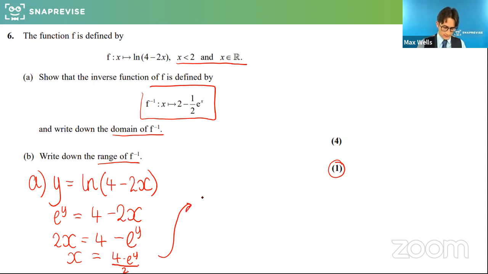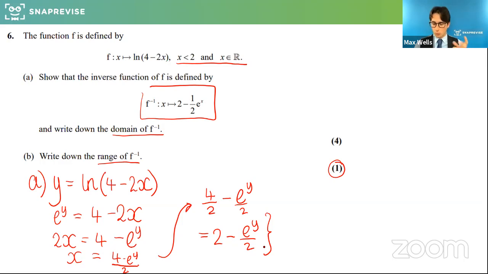So I'll tidy up: 4 over 2 minus e to the y over 2, which equals 2 minus e to the y over 2. And remember, we've got to put it back in terms of x, because we just used the y as a mechanism to help rearrange. So that means that f inverse, the inverse function, maps x to 2 minus a half e to the x.